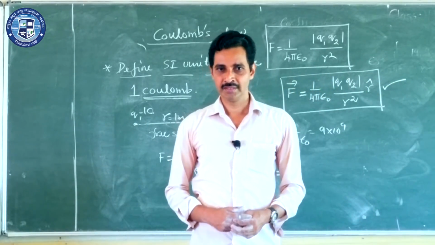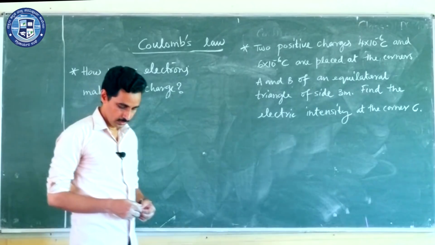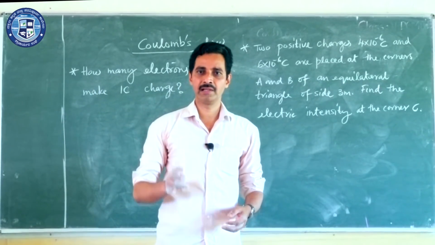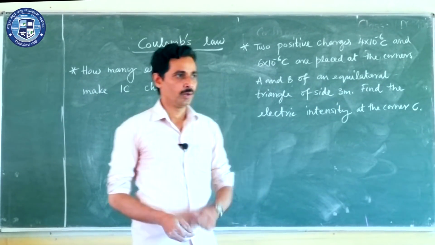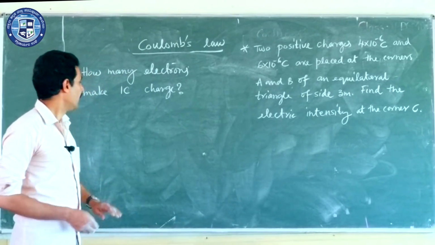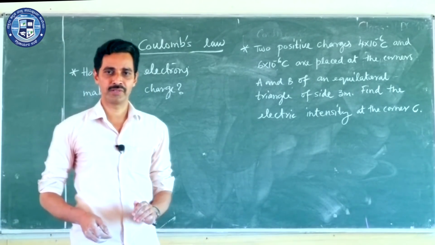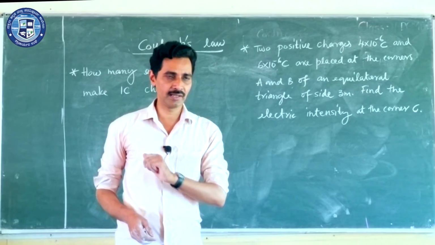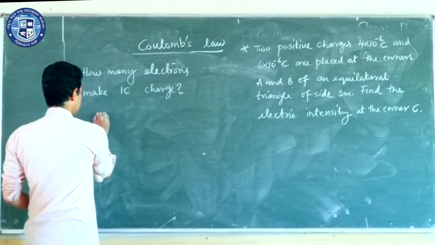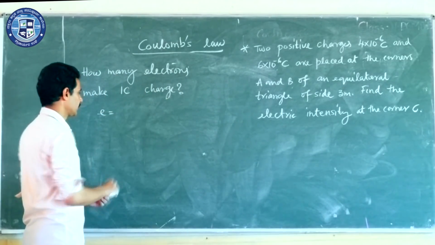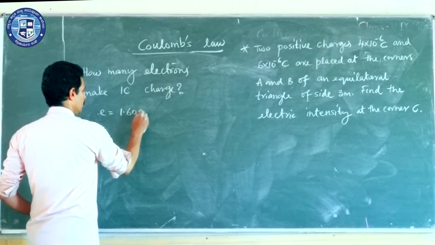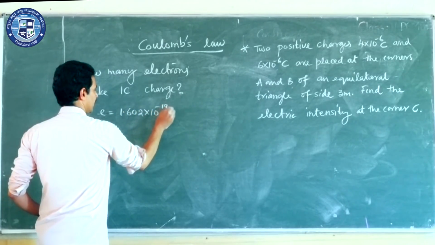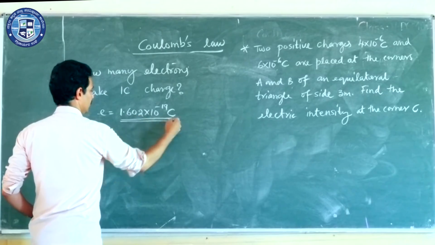Now the problems. We will take up 2 problems regarding the topics I have discussed. One is a very simple one: How many electrons make 1 Coulomb of charge? You know that the magnitude of the charge of a single electron, e, is 1.602 into 10 to the power minus 19 Coulomb. Coulomb is the SI unit of charge.